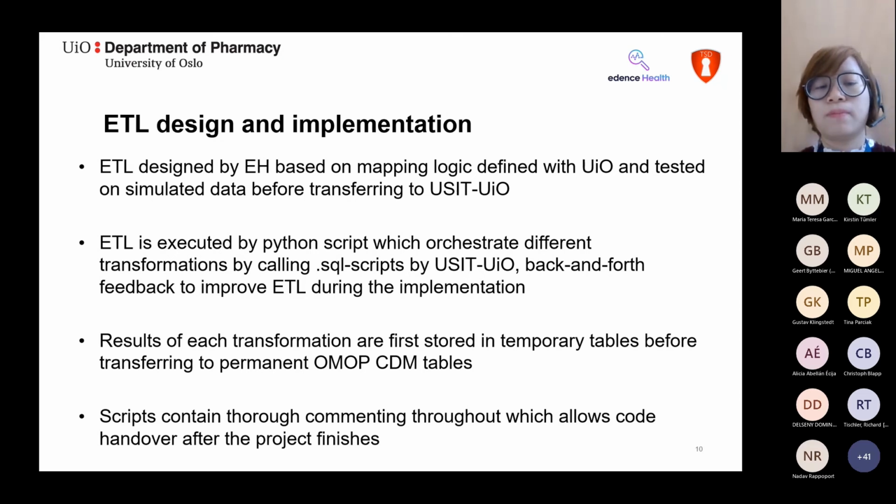The scripts written by Edens also have a lot of comments throughout that allow for an easy code handover after the project finished. So this is relevant for the data partners that need support from an SME.